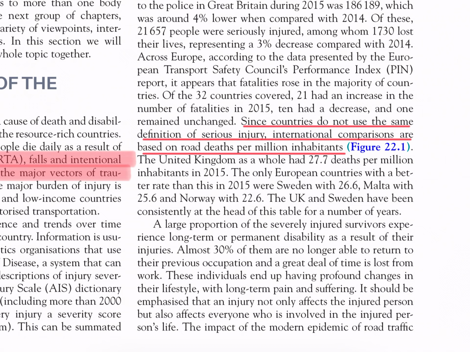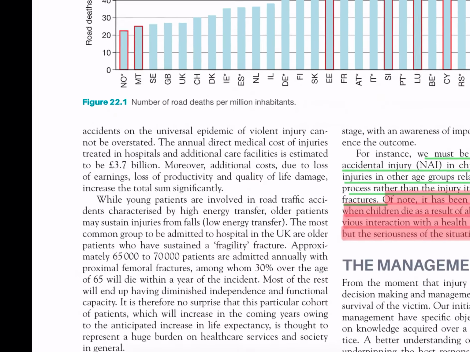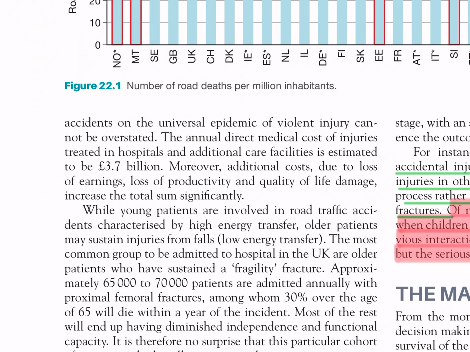These individuals end up having profound changes in their lifestyle with long-term pain and suffering. It should be emphasized that an injury not only affects the injured person, but also it affects everyone who is involved in the injured person's life. The impact of the modern epidemic of road traffic accidents on the universal epidemic of violent injury cannot be overstated. The annual direct medical cost of injuries treated in hospitals and additional care facilities is estimated to be around £3.7 billion. Moreover, additional costs due to loss of earnings, loss of productivity, and quality of life damages increase the total sum significantly.